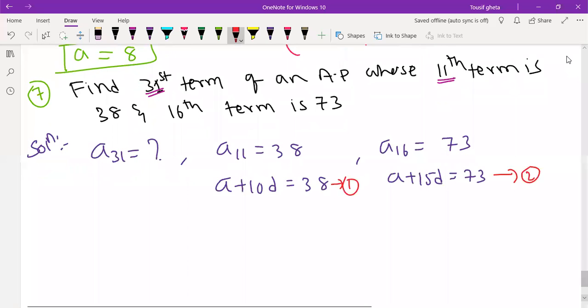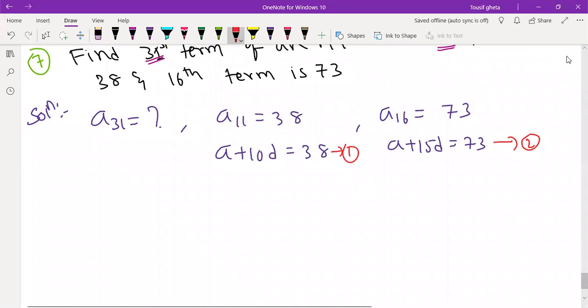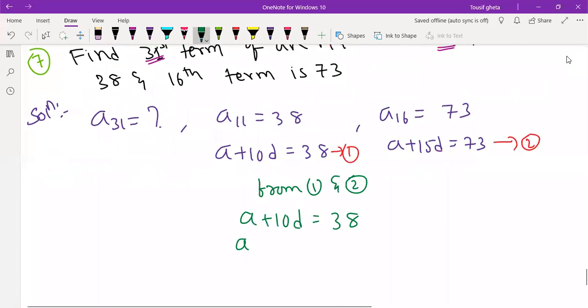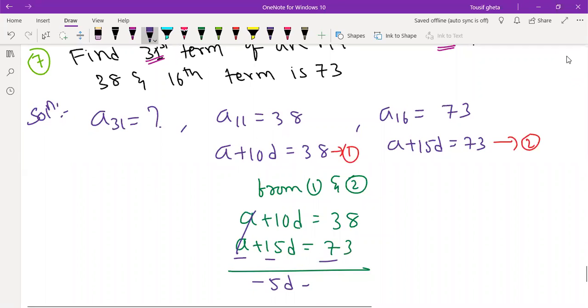From 1 and 2, A plus 10D is equal to 38, A plus 15D is equal to 73. Minus, minus, minus. 10 minus 15, minus 5D is equal to 38 minus 73, which is minus 35. D is equal to minus 35 by minus 5. Minus, minus cancel. 5 sevens are 35.